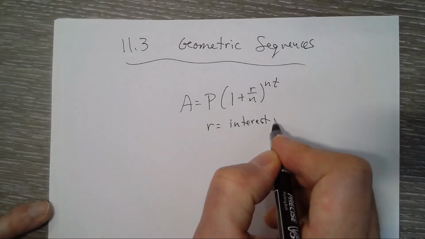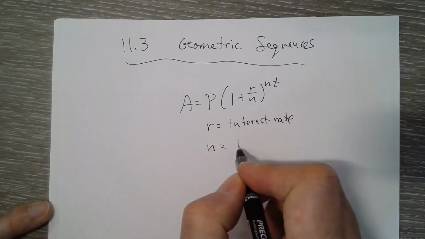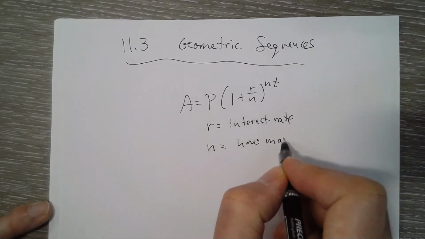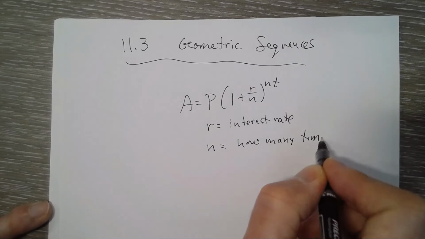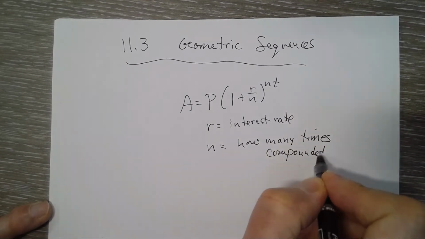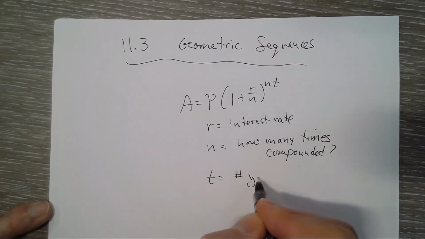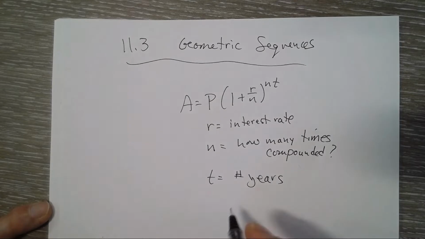It's the decimal version of it. N is how many times compounded in a year. T is number of years, and P is the principal or the money invested.